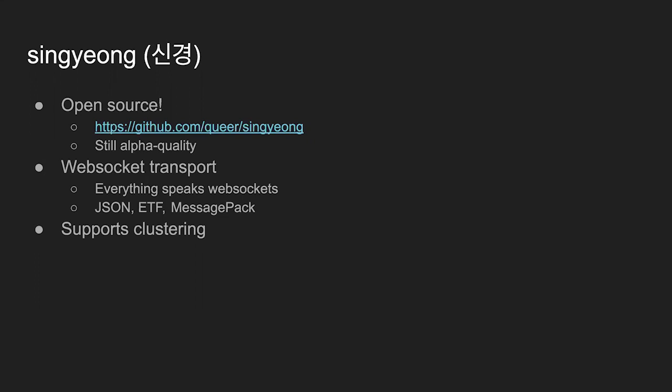And so things that connect to it all speak WebSockets because let's be real, basically every language can speak WebSockets. WebSocket transport is kind of the fastest thing to get going with. It supports JSON, ETF, or MessagePack, depending on your programming language. So if you're using Node.js, you probably want to use JSON, but if you're writing Elixir, you're probably going to be sending ETF. It supports clustering, of course, because what use would it be if it didn't? Everyone needs clustering and high availability these days.